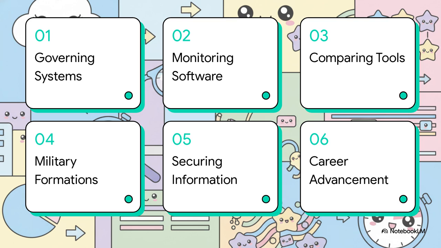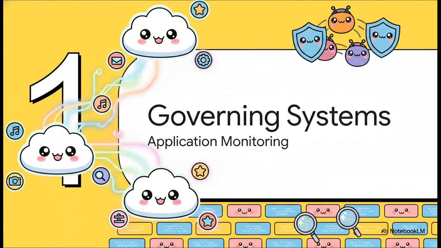Here's our clear roadmap for combining these domains today. We'll cover governing complex systems, monitoring software, and comparing observability tools. And then we'll pivot to military order and formations, securing information, and finally, career advancement. All right, starting with Section 1, Governing Complex Systems.